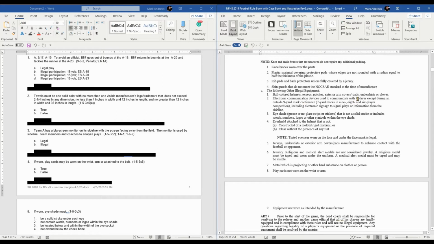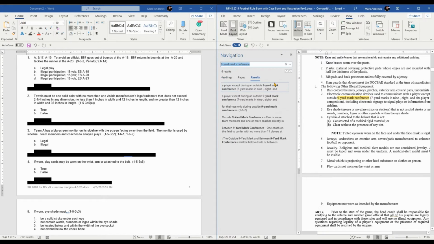The first thing is a player. Okay, a player is one of the 11 team members on the field. If you're not on the field, you are not a player. So this restriction doesn't apply to non-players. And if you're wondering what this 9-yard mark conference is, well, let's take a look and find out if it's defined in the rule book, right? 9-yard mark conference.